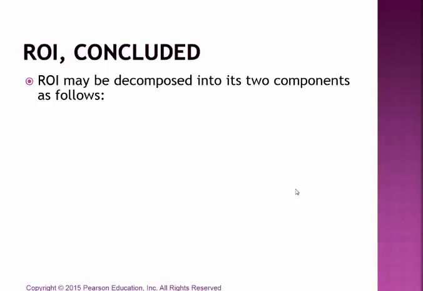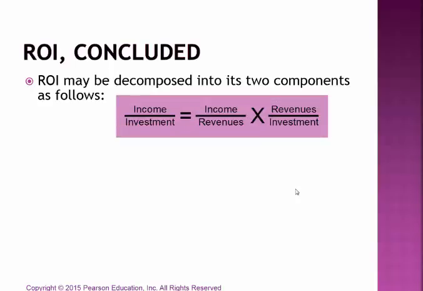ROI can provide more insight when it is represented as two components. All right, you guys could check this out. It indicates which investment yields the highest return. We can literally break down ROI into two distinct areas. This first one right here, income over revenues, is what is called return on sales.